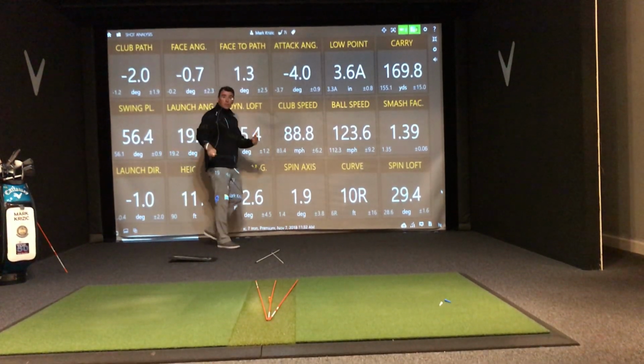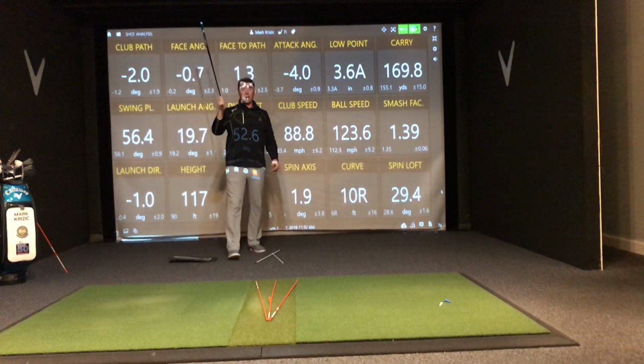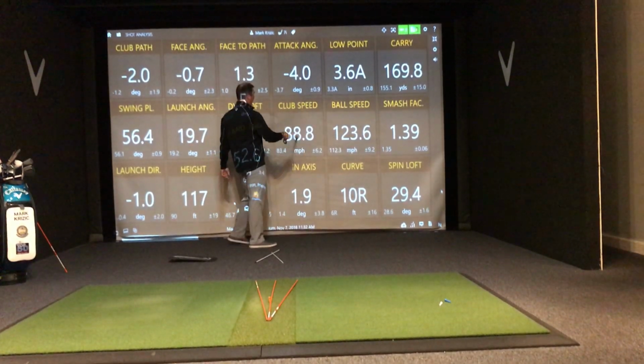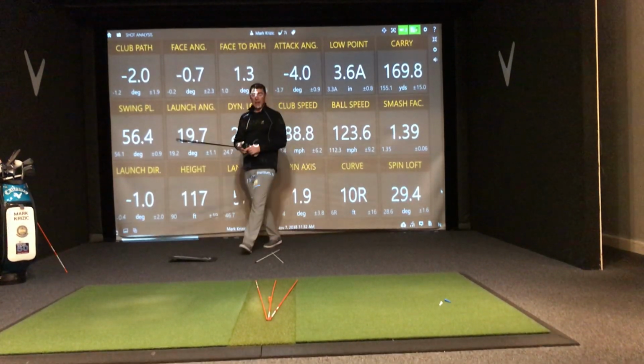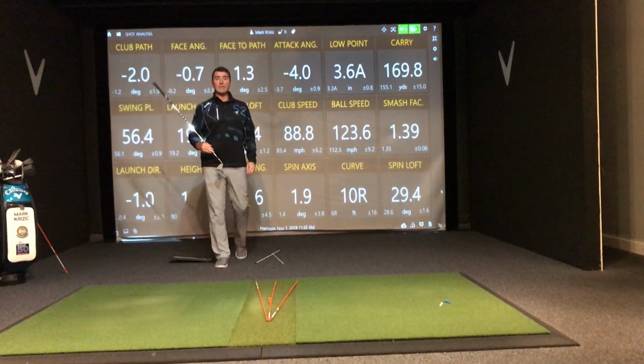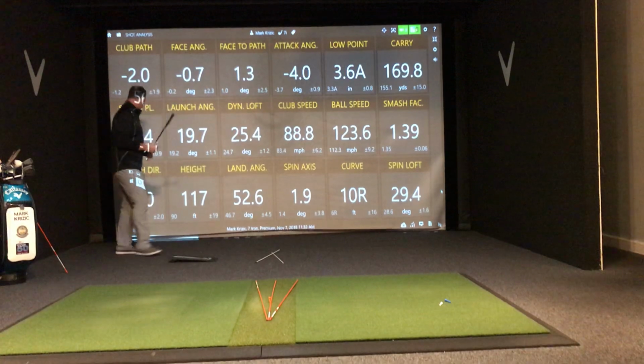Club head speed, how fast you're swinging the club. Ball speed, how fast the ball is taking off from the golf club. So ball speed divided by club speed is your smash factor. Smash factor with a driver is 1.50. That's optimal.